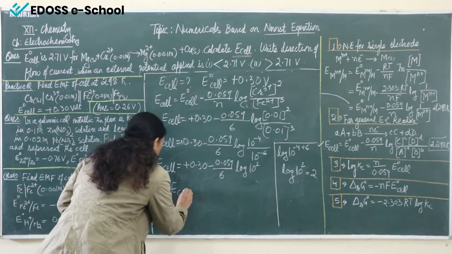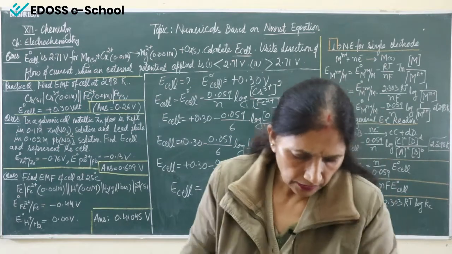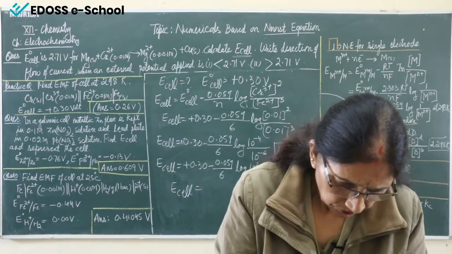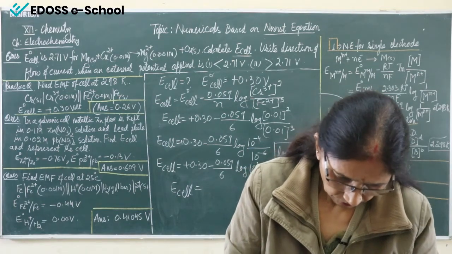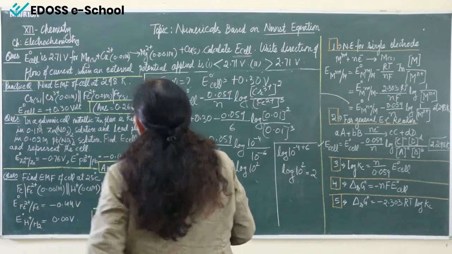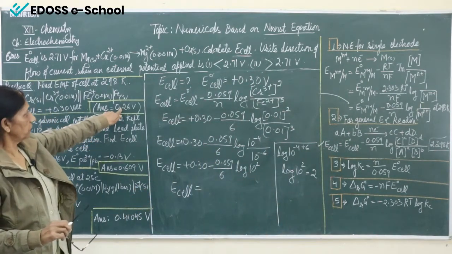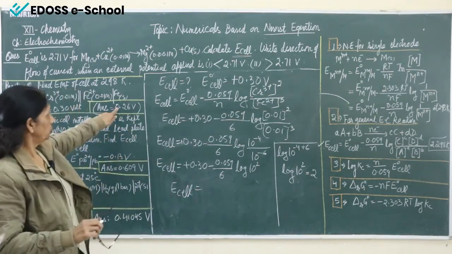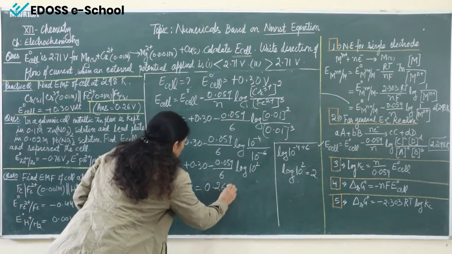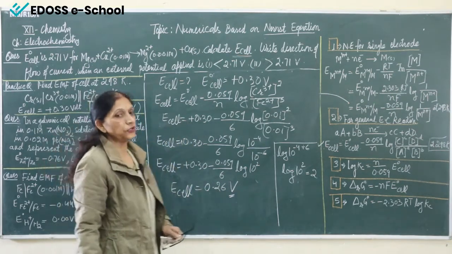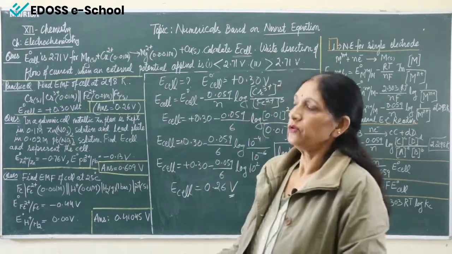And E of the cell I have already solved for you, so I can give you the answer. I have already written here. So after calculation your answer should come 0.26 volt. And remember, always write the unit. This is very important. So this is a practice question also I have solved here.